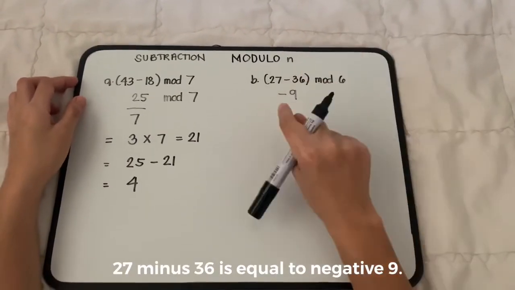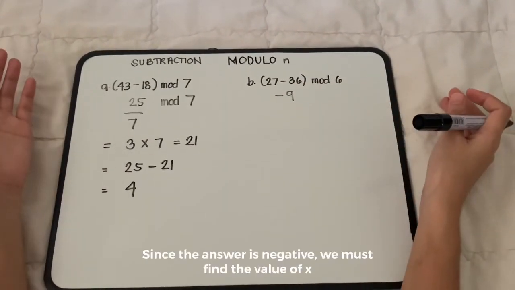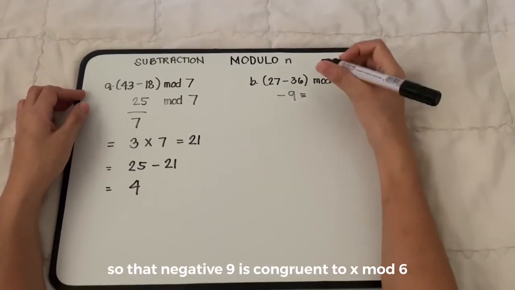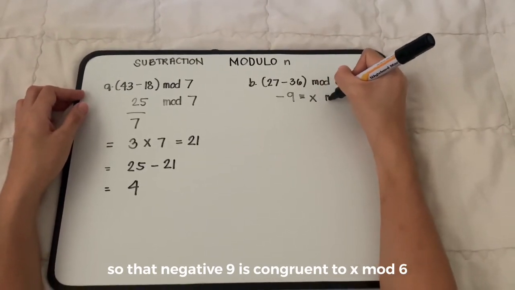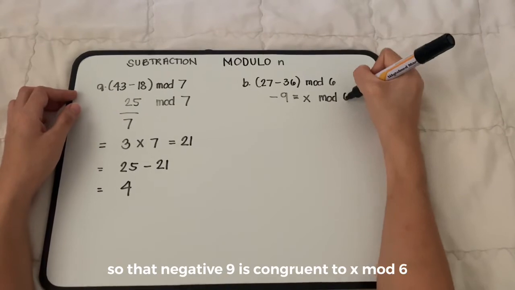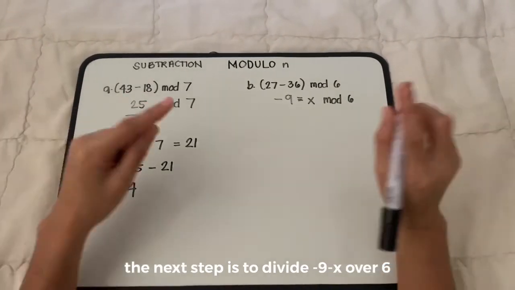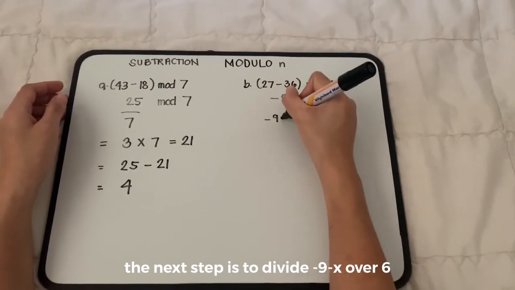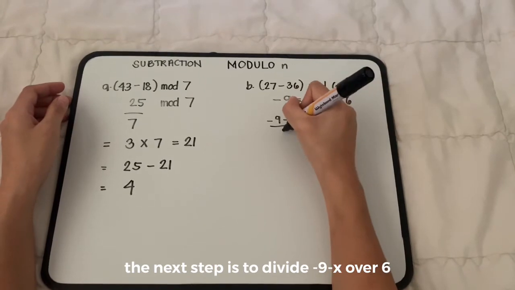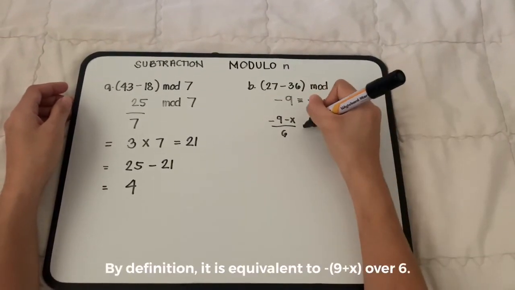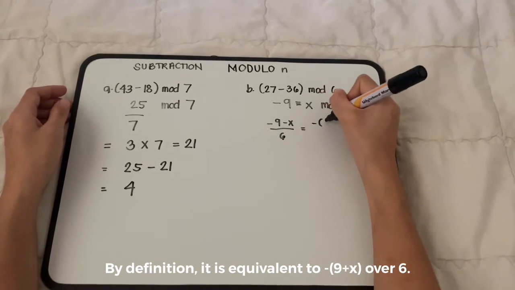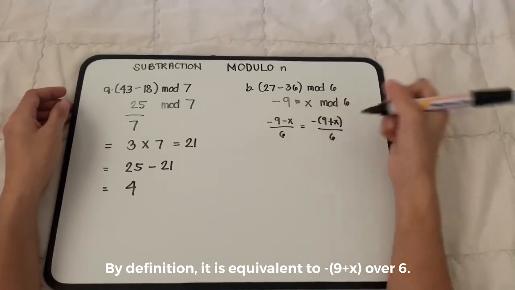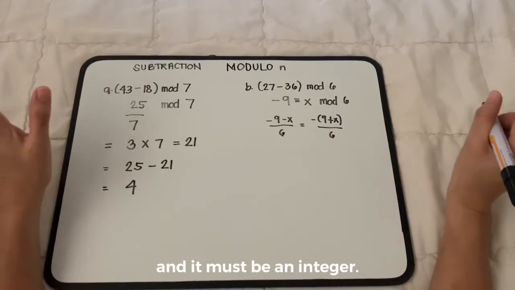27 minus 36 is equal to negative 9. Since the result is negative, we must find the value of x so that negative 9 is congruent to x mod 6. The next step is to divide the negative 9 minus x over 6. By definition, it is equivalent to negative 9 plus x over 6. It must be an integer.